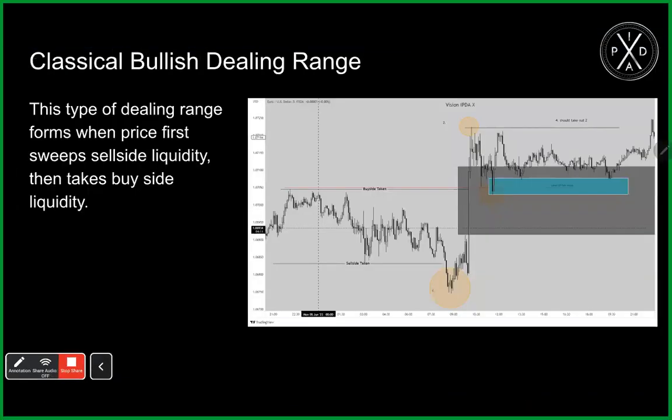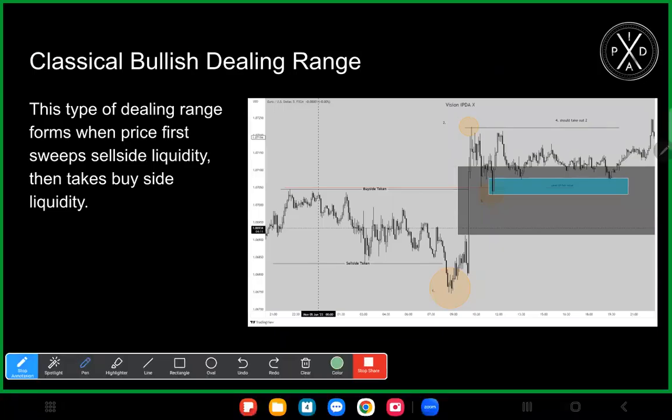All right, so this is a classical bullish dealing range, and I drew a picture of that for you guys in the last slide, but we'll take a look at just the price action as well. So just reading the definition, this type of dealing range forms when price first sweeps sell side liquidity, then takes buy side liquidity. So right here, you can see that we have our sell side liquidity pool resting right here. And then we see that price takes that out, and then it takes out the buy side liquidity, right? Buy side liquidity is resting above that high right there.